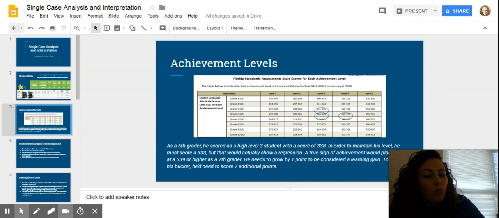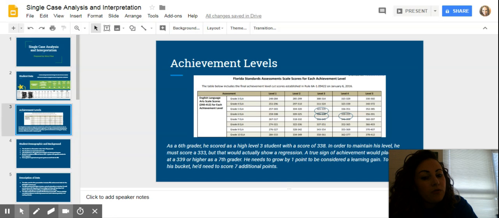So, what that means for your student this year is he essentially needs to maintain his level 3, but he also needs to grow a point, because the bare minimum score he can get as a seventh grader to maintain a level 3 is a 333. But because 333 is less than 338, that would show that he would be sliding backwards. And we don't want that to happen. We want to make sure that he maintains his level 3, but also is showing growth. So he would need to grow by 1 point as a seventh grader to maintain his level 3.